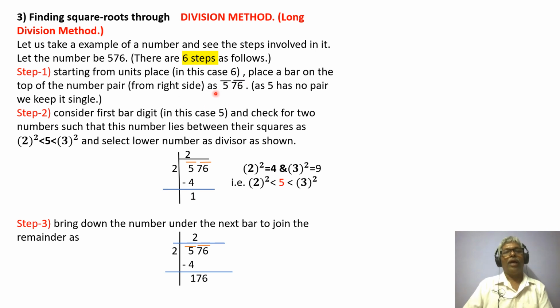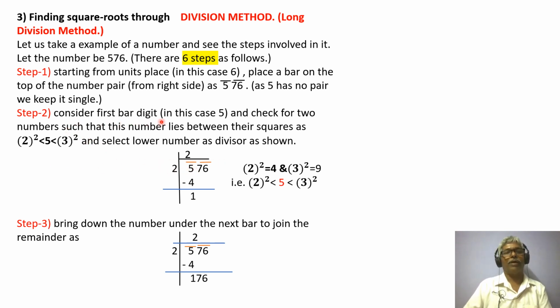As 5 has no pair, keep it single. So what we have done here is taken 576, where 76 is paired and 5 is single. Second step, try to find a number.